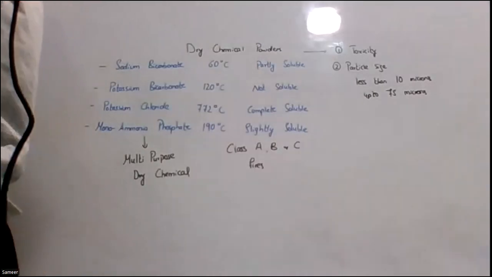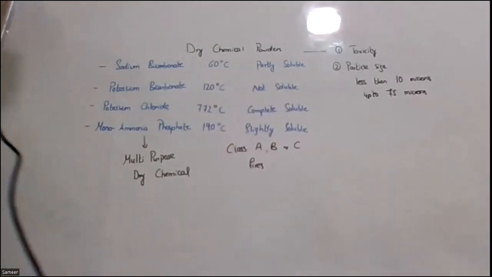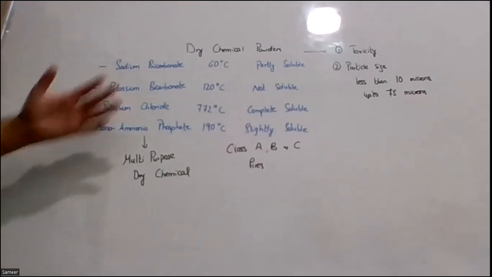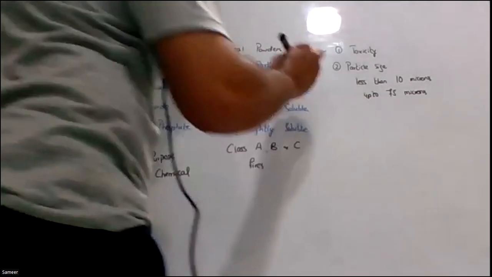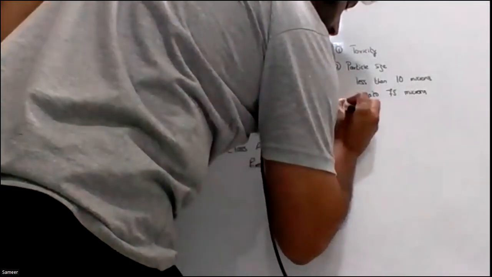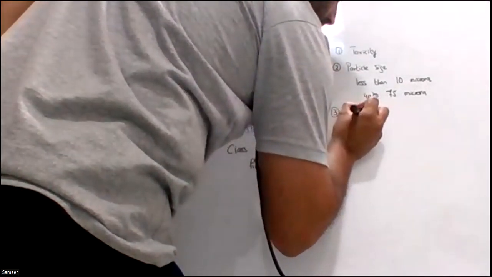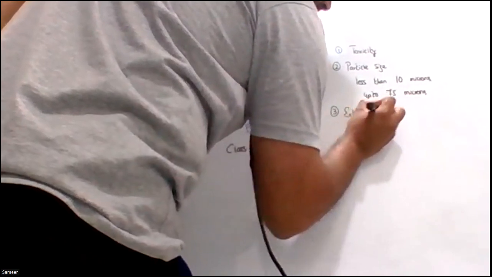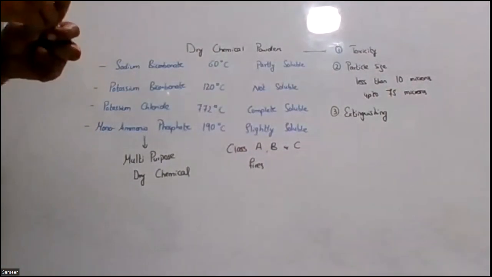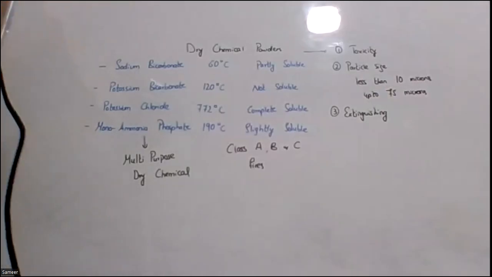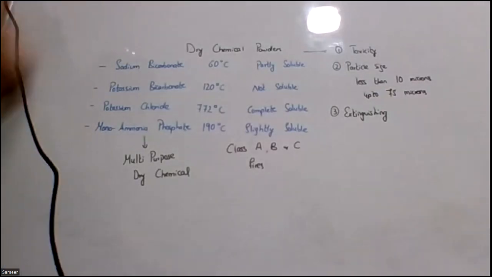So that is why these chemical powders have their limitation, and the limitation is majorly because of the powder itself, the residue that it leaves. What are the extinguishing properties of the dry chemical powders? Extinguishing properties of dry chemical powder. It has all the extinguishing properties that we have discussed in the tetrahedron.